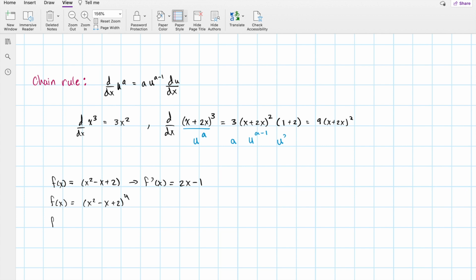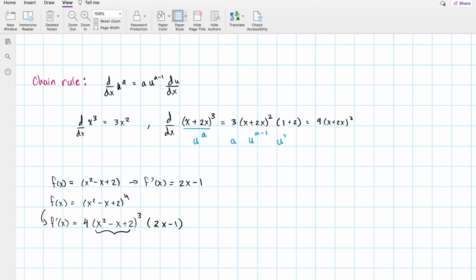So f prime of x in this case, we're bringing down the 4, leave the function as it is in the brackets. I told you brackets are very, very important. Now we do 4 minus 1, which is cubed. This is still the power rule. Now the chain rule comes into play because we're going to have to take this equation and multiply it by the derivative of what's inside the bracket. Well, the derivative of what's inside the bracket, we just did that. That's 2x minus 1. So we're going to multiply that by 2x minus 1. And that is the derivative of x squared minus x plus 2 to the power of 4. And this is pretty much the general case.